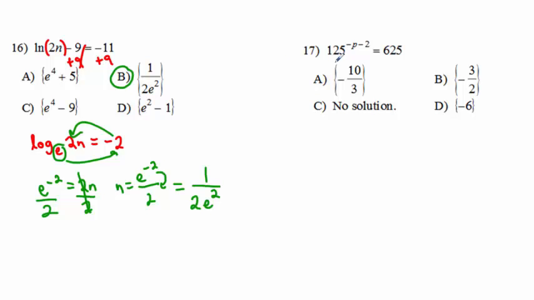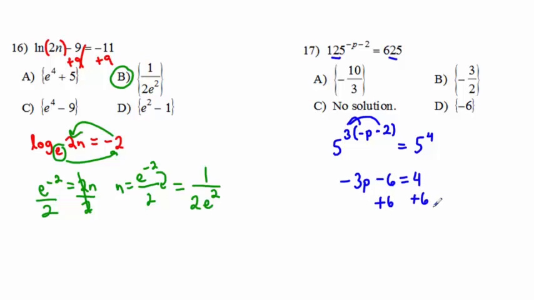On 17, this problem is like number 10 was. We have to figure out what number to write each of these as. Or actually, you could rewrite this as a logarithm and do it that way instead. If we wanted to rewrite this as 5 to some power, it'd be 5 cubed for 125. And then 625 is 5 to the 4th. And so you'd have to guess and check until you figured that out if you don't have those memorized, which you probably don't. So I'm going to distribute and then just set my exponents equal to each other. Divide by -3. And so I get -10/3 for my answer, which is A.